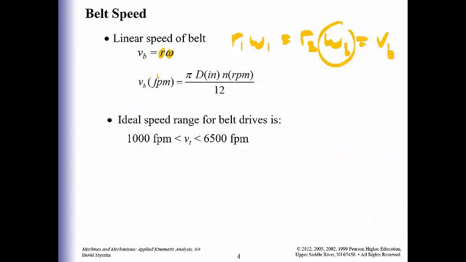Now, if you want to get feet per minute, then you would need the pitch diameter of your pulley, and then the RPM. We're going to consider the N right here, but you're going to have to convert your omega into an RPM. Multiply that by pi and divide by 12, and you can get feet per minute. Now, the ideal speed range for a belt would be between 1,000 feet per minute all the way up to 6,500 feet per minute, and that would be your ideal velocity for the belt drive.